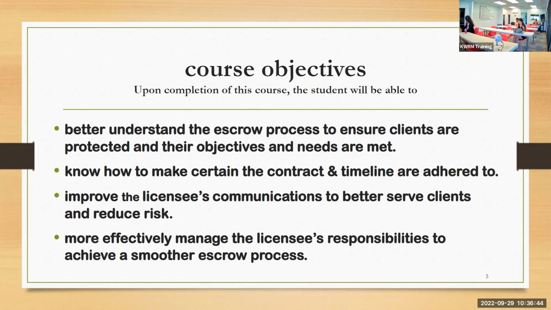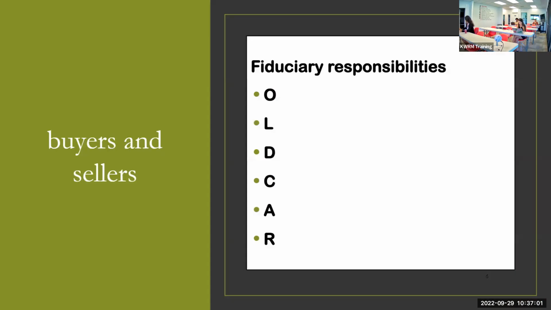Improve the licensee's communications to better serve clients and reduce risk, and more effectively manage the licensee's responsibilities to achieve a smoother escrow process. Nothing wrong with those goals, right? We could all use some of that. Okay. That starts us out with fiduciary responsibility.